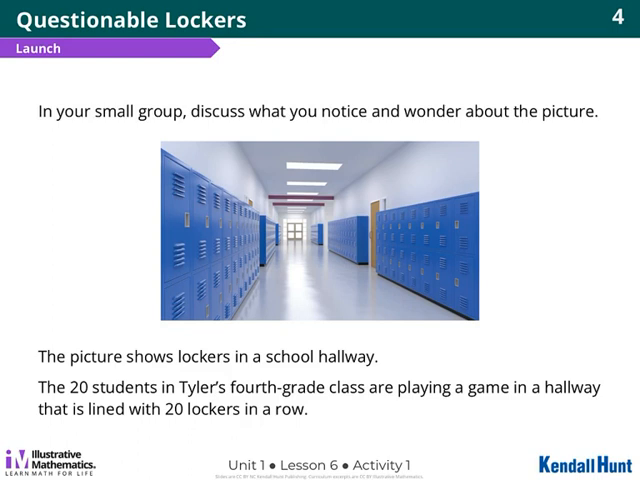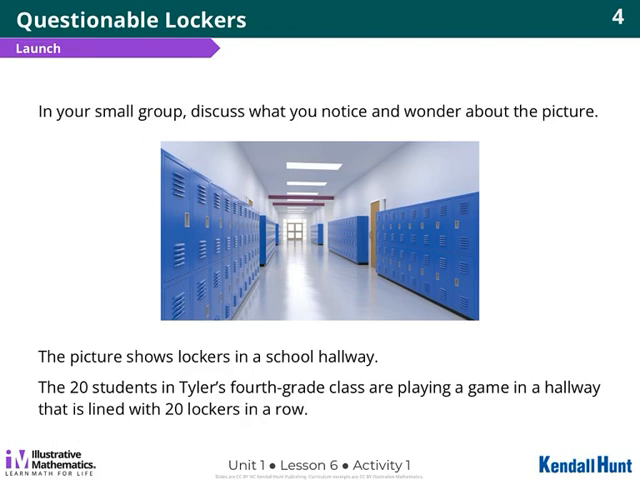We don't. I wish we did. That would be really nice. But some elementary schools have lockers. They don't have a coat closet area like we do. But anyway, the picture shows lockers in a school hallway.